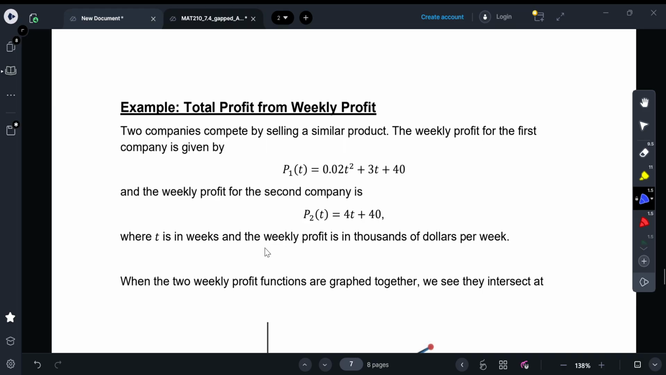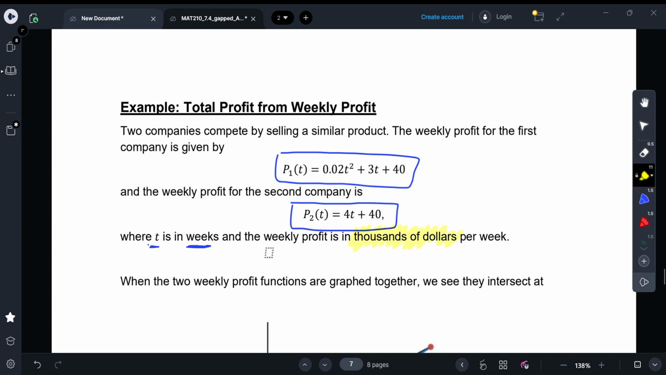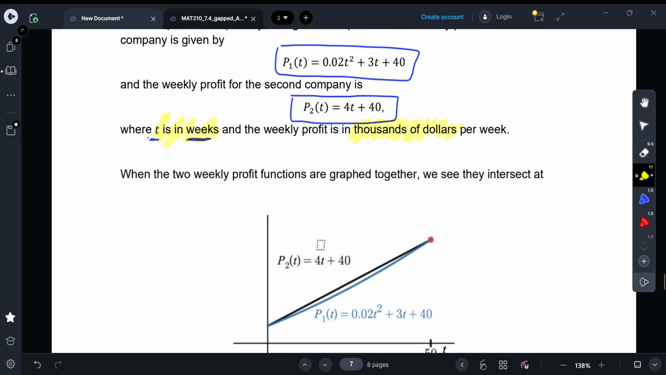Same thing, a different question: total profit from weekly profit. Two companies compete by selling a similar product. The weekly profit for the first company is given by this little function here, and the weekly profit for the second company is given by this function. Okay, now we are comparing two companies together. T is in weeks, emphasis on T, which is in weeks. There are a few buzzwords, let me highlight them. Profit is counted in thousands, time is measured in weeks. Okay, be careful in the exam.